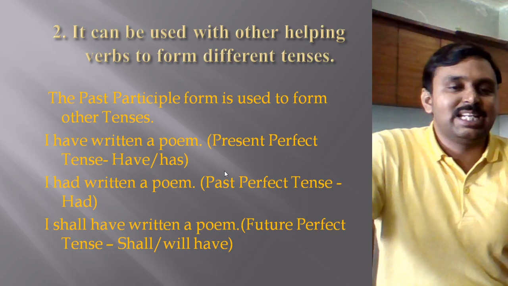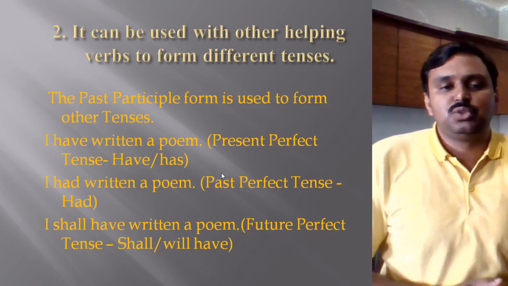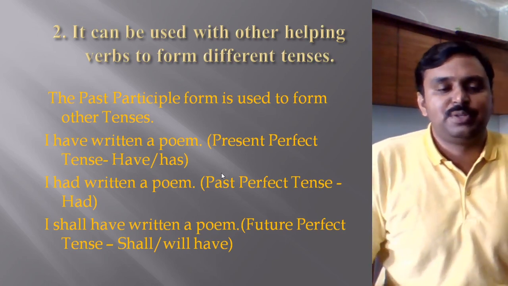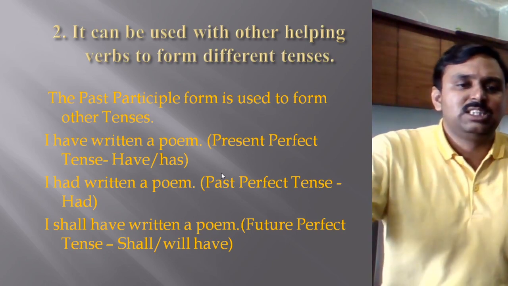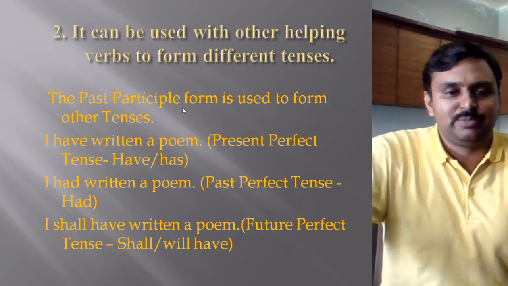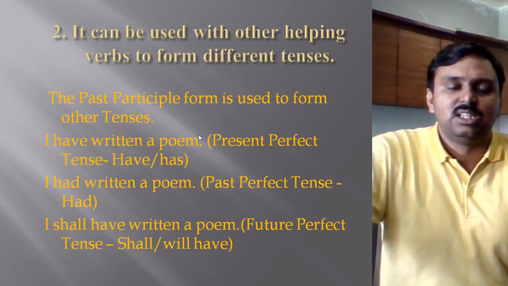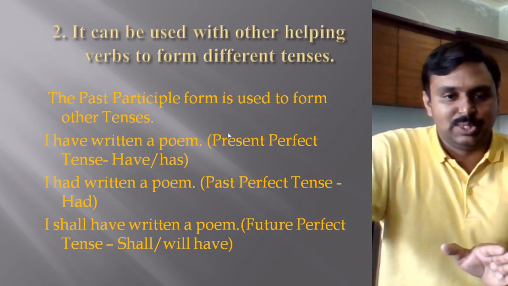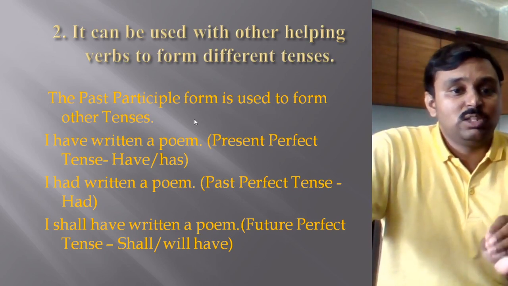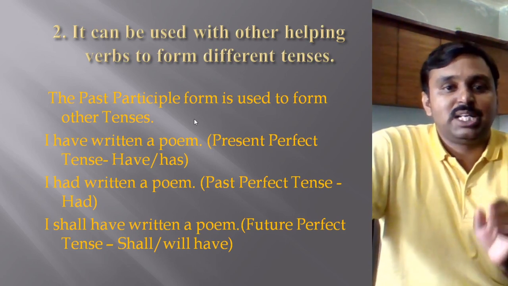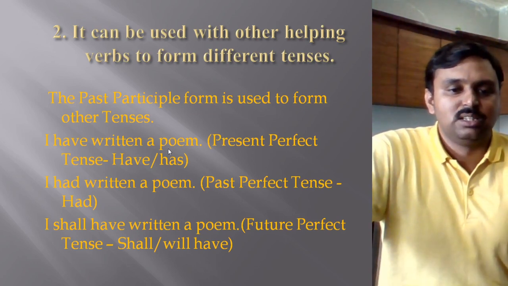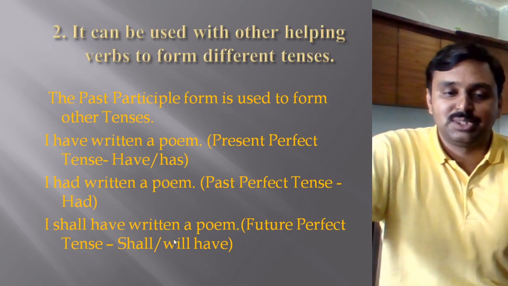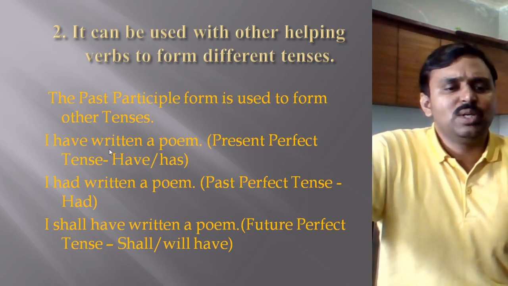Now look at the second use. The participle also can be used with other helping verbs to form different tenses. It is basically used in perfect tenses only. The past participle form is used to form these tenses. Which tenses? The perfect tenses. I repeat again, the past participle forms of the verbs are used in perfect tenses. First we have present perfect tense, second past perfect tense, and third future perfect tense.